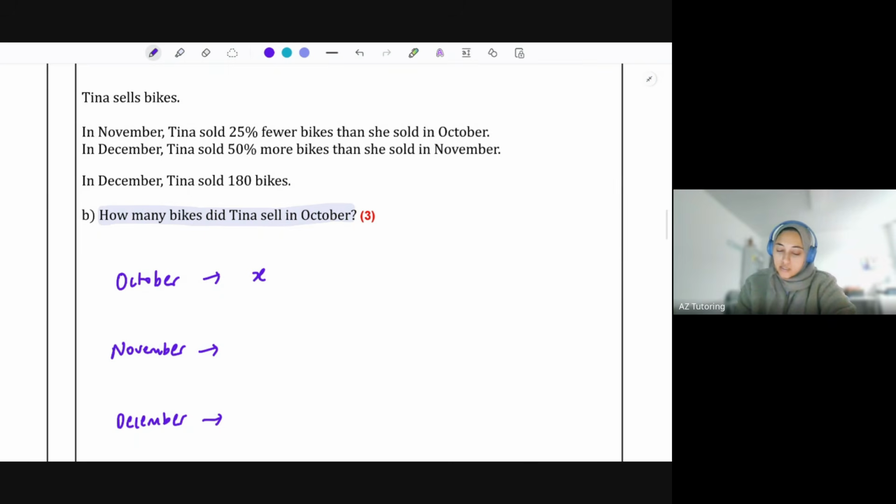In November, Tina sold 25% fewer bikes than she sold in October. So 25% less of X. So again, we need to find a multiplier. So 100% is 1, as we know. 25% is 0.25. And because it's fewer, we're minusing 0.25, and we get 0.75 for that. Our multiplier for November is 0.75 times X. That's how many bikes she's got in November in terms of X.